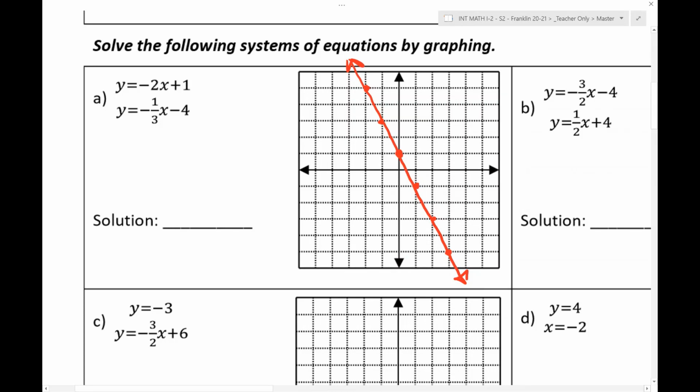The next equation is y equals negative 1/3 x minus 4. We're going to start down 4 this time. Slope is negative 1 over 3, so down 1, right 3. We're up and left. And we can see where they're going to cross.